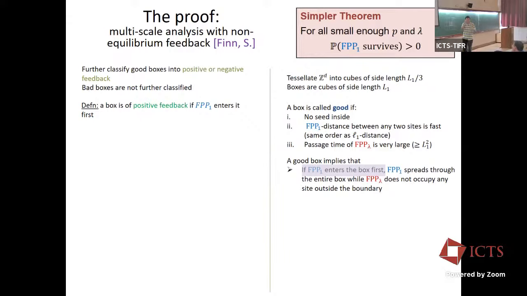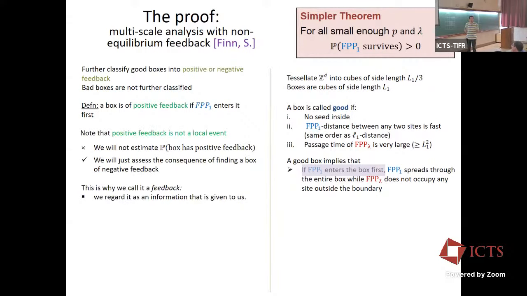For good and bad boxes, we dissect the box, look at the passage times and say, oh, this is good, this is bad. I can estimate the probability of being good, being bad. For the feedback, I'm not going to do that. I'm not going to look at the box and see whether it's positive or negative feedback. No, I'm going to take this information for granted. It's like a higher entity just gives me which boxes are positive and negative. And then I'm going to assess the consequence of that. I'm going to see and say, oh, this is possible. Actually, this is not possible. It sounds funny. It sounds like I'm not doing anything.